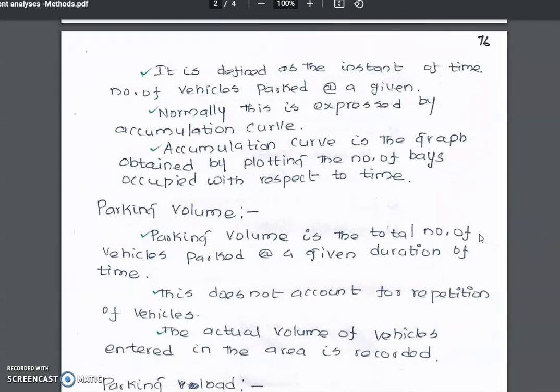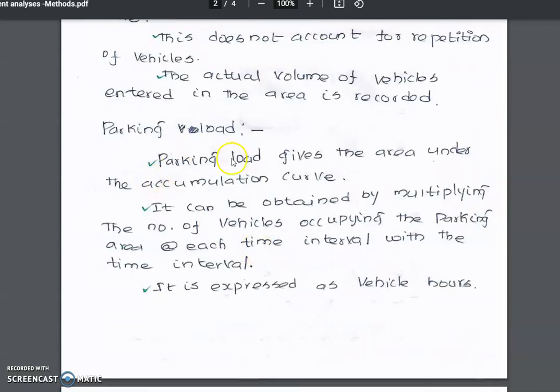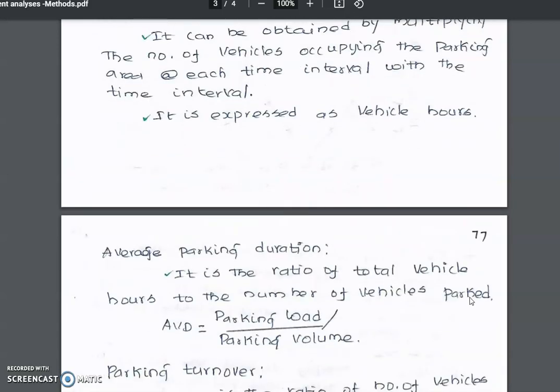Last class we discussed the parking volume. Now we are going to discuss the parking load. The parking load gives the area under the accumulation curve. It can be obtained by multiplying the number of vehicles occupying the parking area at each time interval with the time interval. Then it is expressed as vehicle hours.